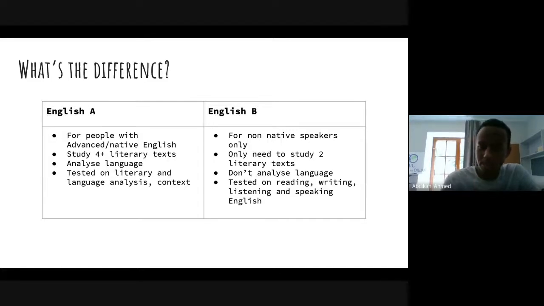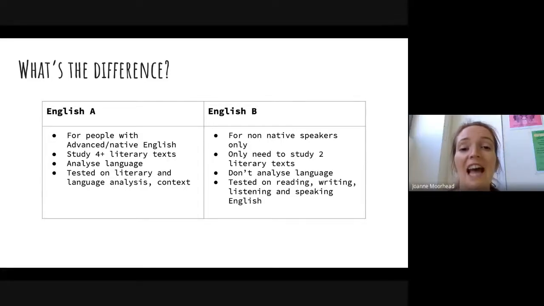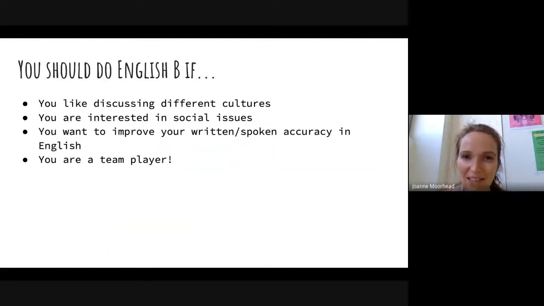Yeah. Fantastic. And Ferdy, Eduardo, and Kenny all speak English really, really fantastically. I think they could have done English A, but they made the choice to do English B for very valid reasons. So these are things you should do English B if you like. If you like discussing different cultures, we always make links between our home countries and what we're discussing in class. If you're interested in what's going on in the world, English B is almost like social studies. So it's really interesting that way.